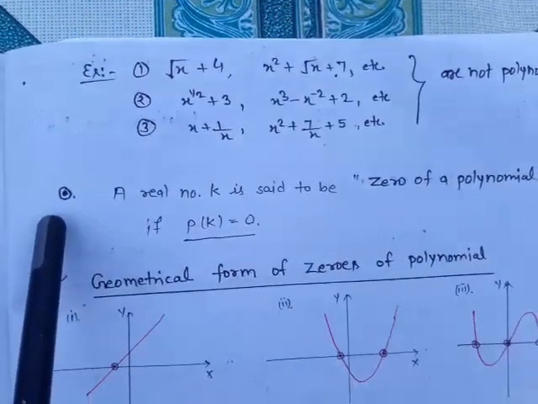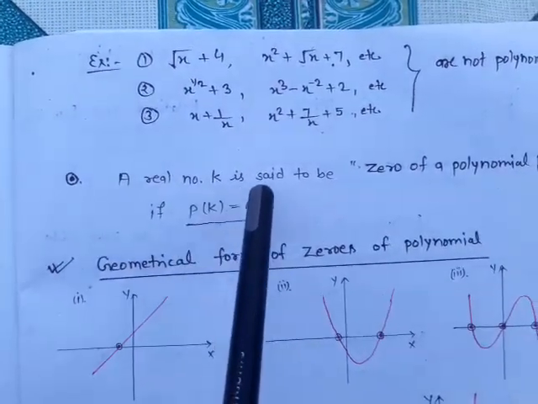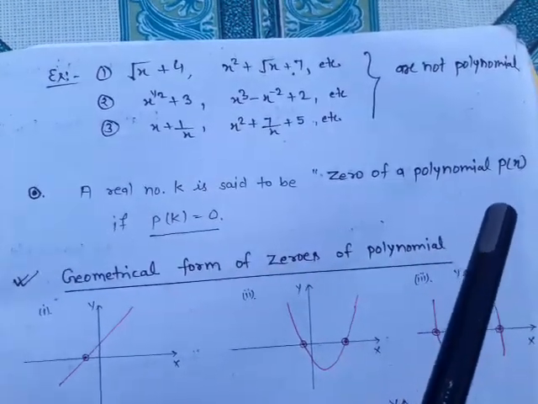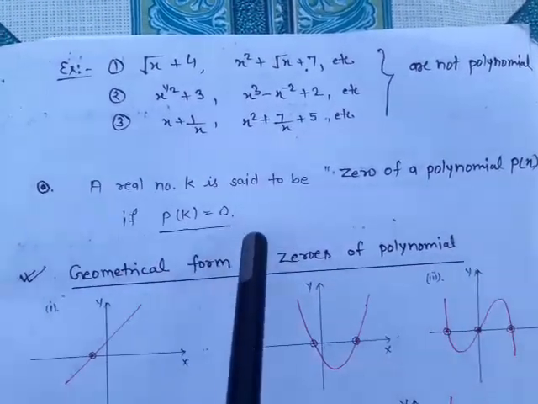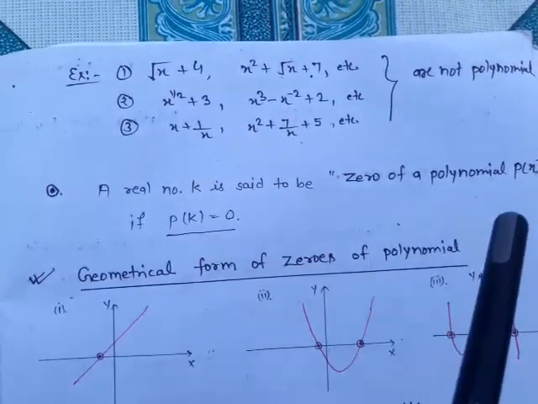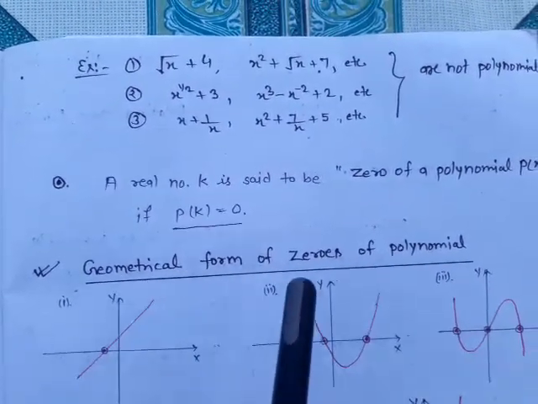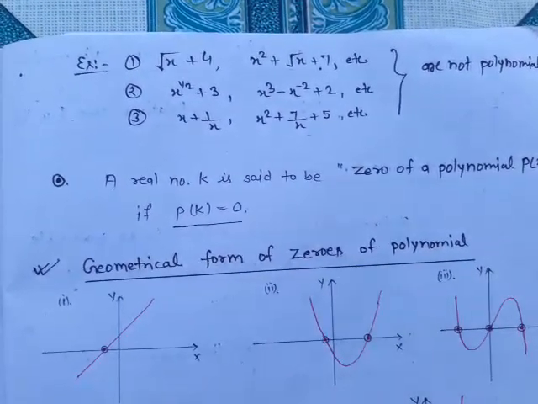Now we discuss some next terms in this chapter. A real number k is said to be a zero of a polynomial p(x) if p(k) = 0. If p(k) = 0, then k is said to be a zero of the polynomial. In this chapter, we discuss the geometrical meaning of zeros of a polynomial.